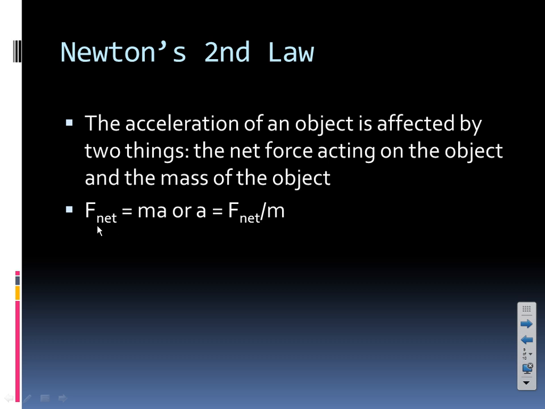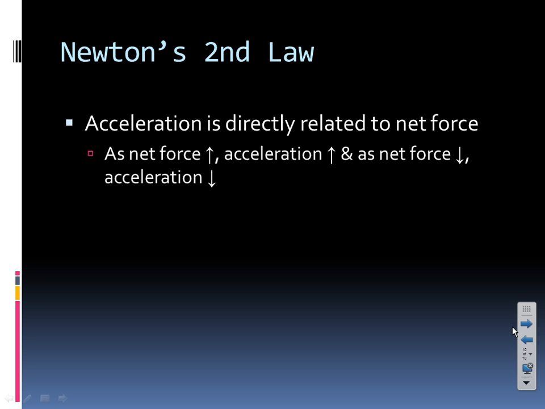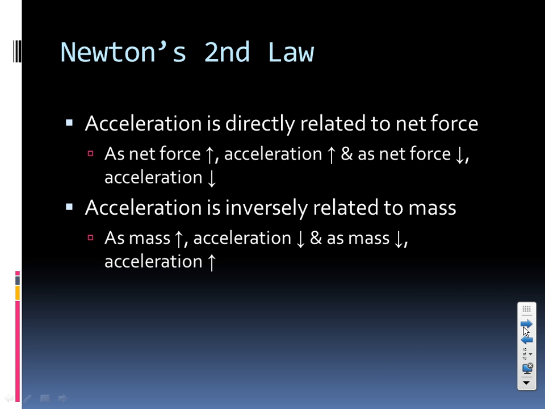We summarize those two relationships with a real neat equation: F net equals m times a, or a equals F net divided by m. Those are the same equation, just rearranged algebraically. That summarizes the two relationships. Acceleration is directly related to net force: net force increases, acceleration increases; net force decreases, acceleration decreases. And acceleration is inversely related to mass: if the mass goes up, acceleration goes down; as the mass goes down, acceleration goes up.